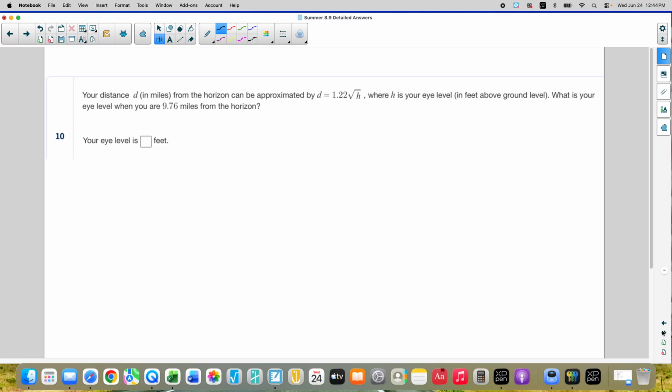Your distance, d in miles, from the horizon can be approximated by d equals 1.22 times the square root of h, where h is your eye level in feet above the ground level. What is your eye level when you are 9.76 miles from the horizon? Okay, so we're going to plug it in for d. 9.76 equals 1.22 times the square root of h.